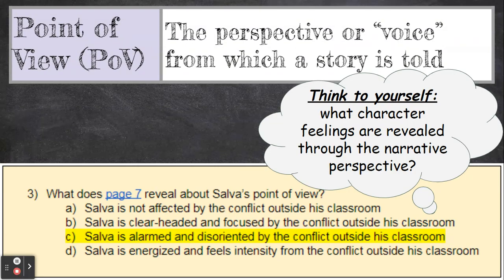So here's a sample question. What does page 7 reveal about Salva's point of view? Ask yourself, what character feelings are revealed through the narrative perspective? This is the scene in which gunfire erupts outside his classroom, Salva's classroom, when he's in school. And the narrative perspective here, it really shows how alarmed he is, how frightened and confused he is. That's what the point of view shows.